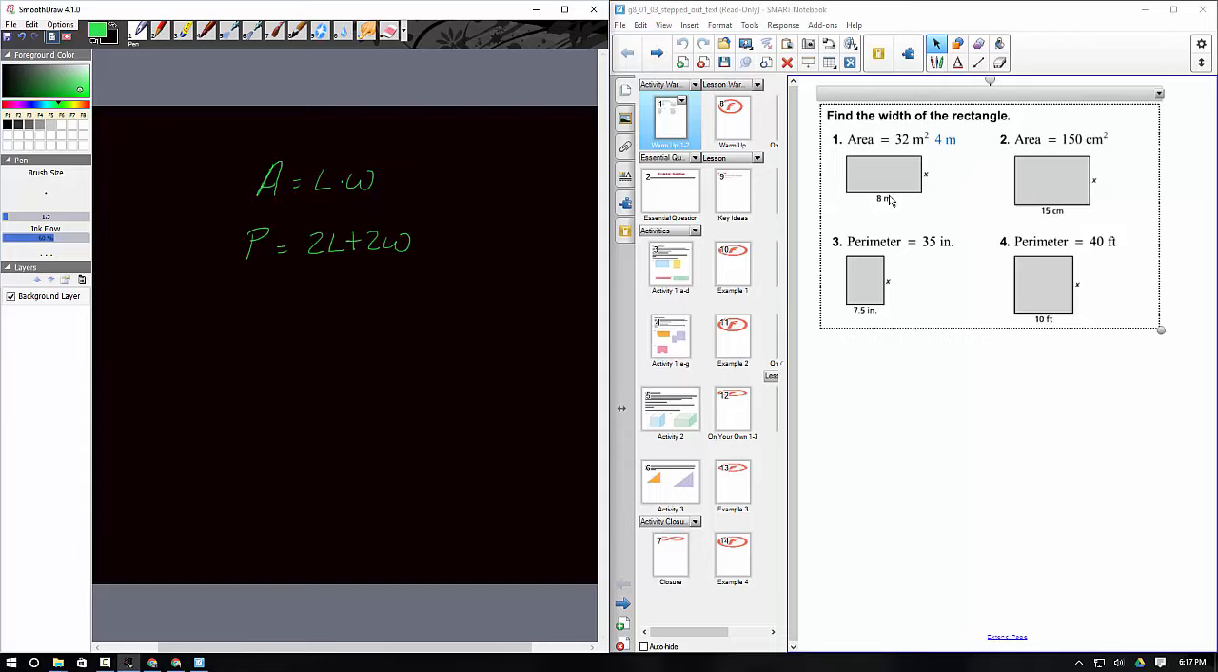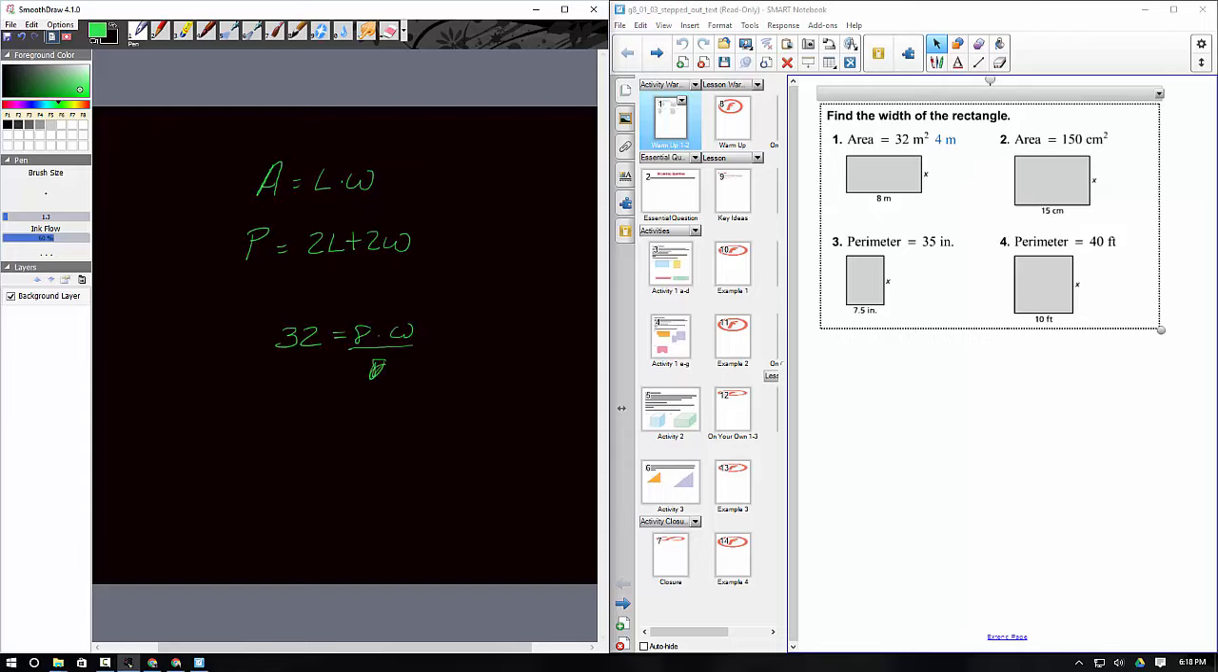But if we look here, I know that I have my width, which is 8. So for this one, if this is my formula, I know that my area is 32, so I'm just going to plug in what I know. I know 32 equals 8 times W. And we learned before that I want to get the W by itself, right? So I want to divide by 8 or multiply by 1 over 8. And I'll do it to both sides.